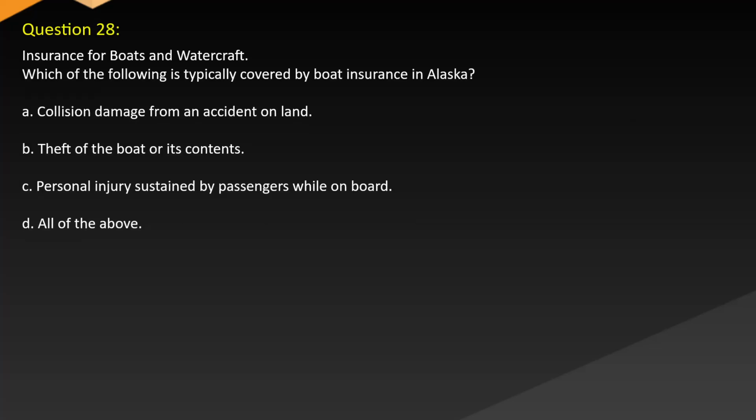Question 28. Insurance for boats and watercraft. Which of the following is typically covered by boat insurance in Alaska? A. Collision damage from an accident on land. B. Theft of the boat or its contents. C. Personal injury sustained by passengers while on board. D. All of the above.